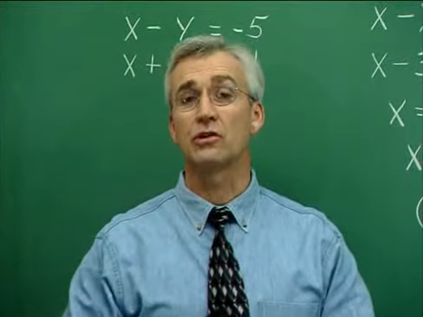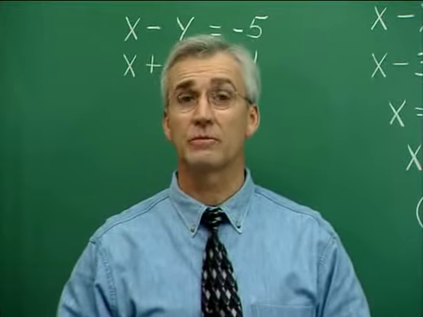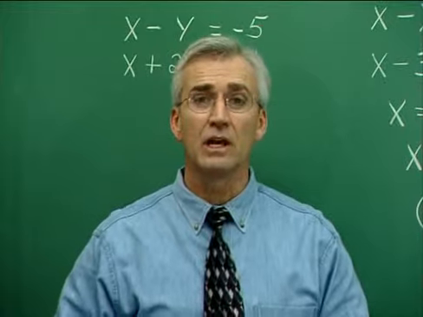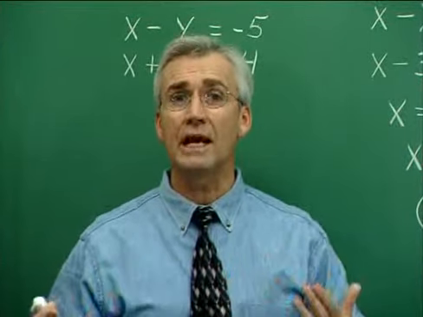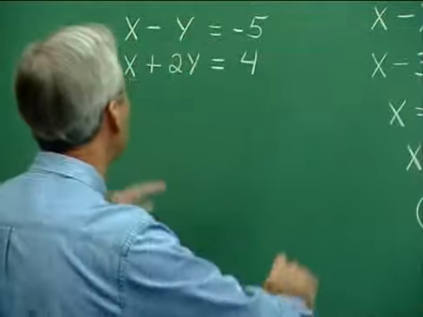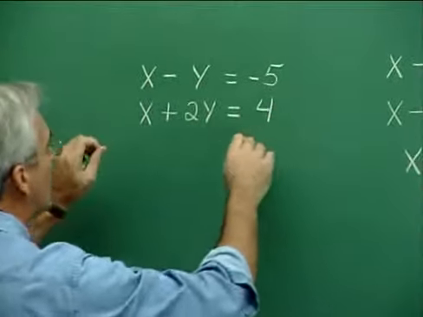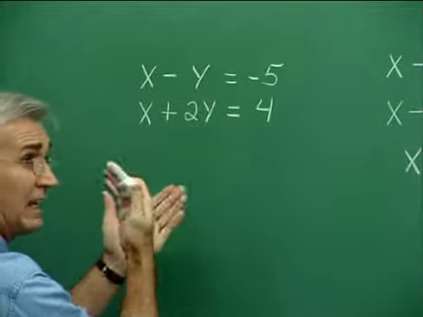Another method used to solve systems of equations is the method of elimination. It's also sometimes called the method of addition, because we're going to add the two equations, it turns out, in order to eliminate one of the variables from the system of equations. Here's how it works. We look at our two equations and we are trying to create a situation where we can add the equations and eliminate a variable.